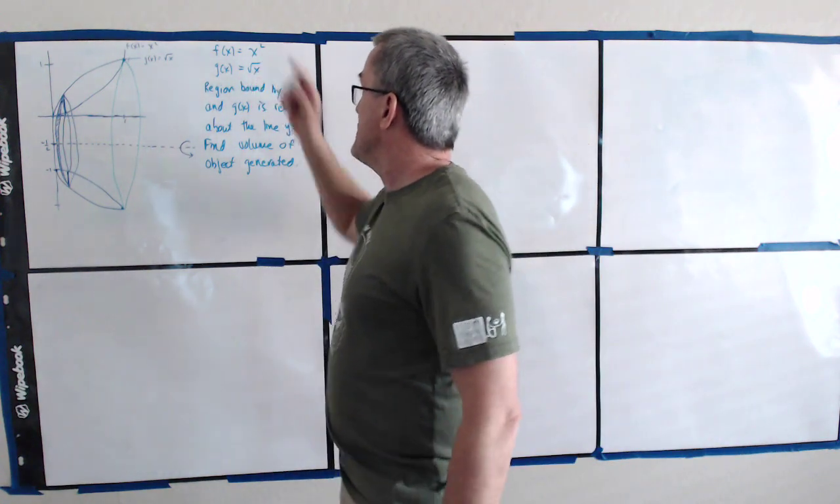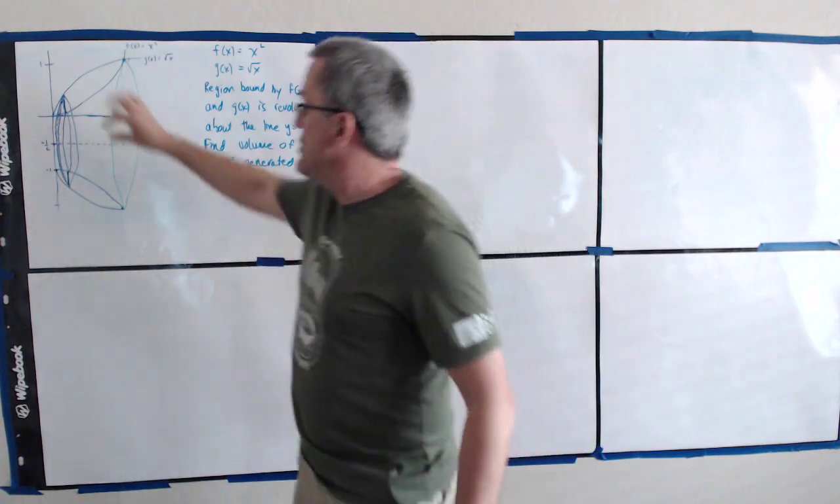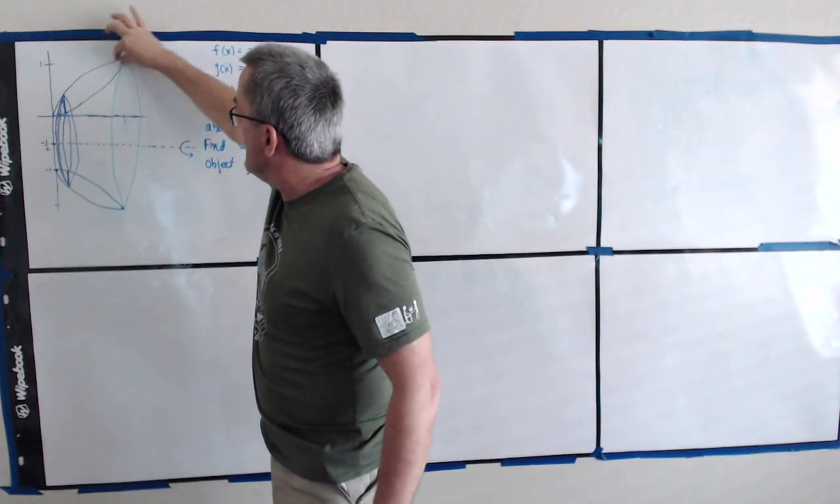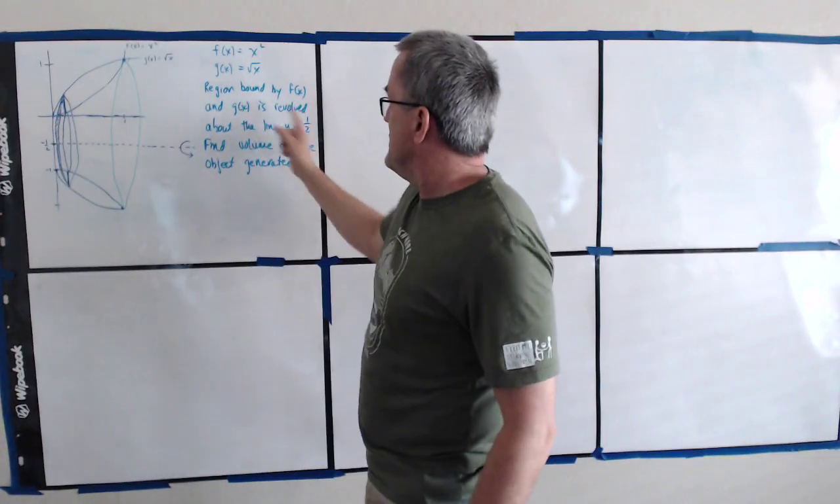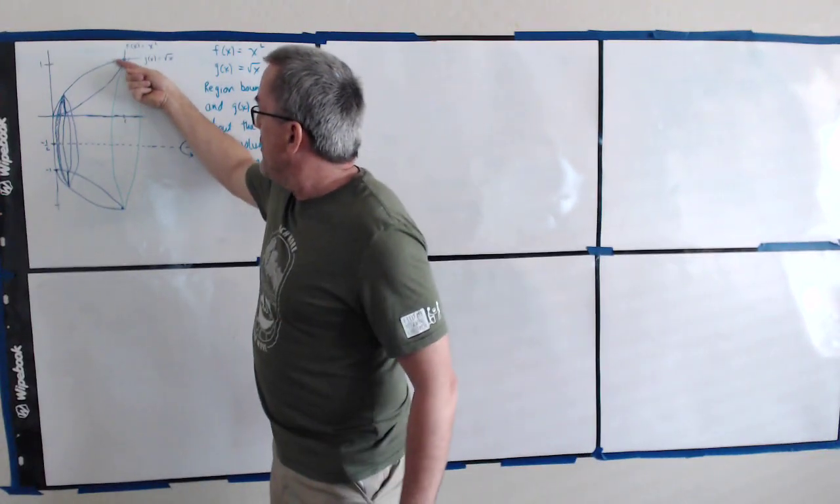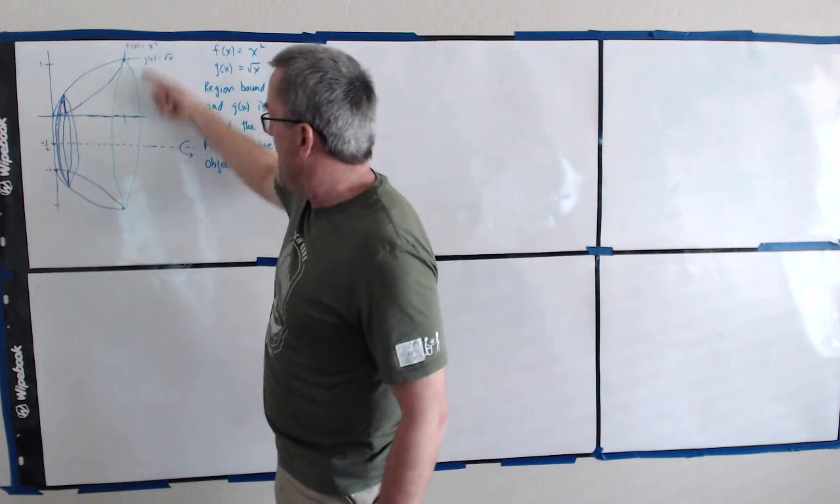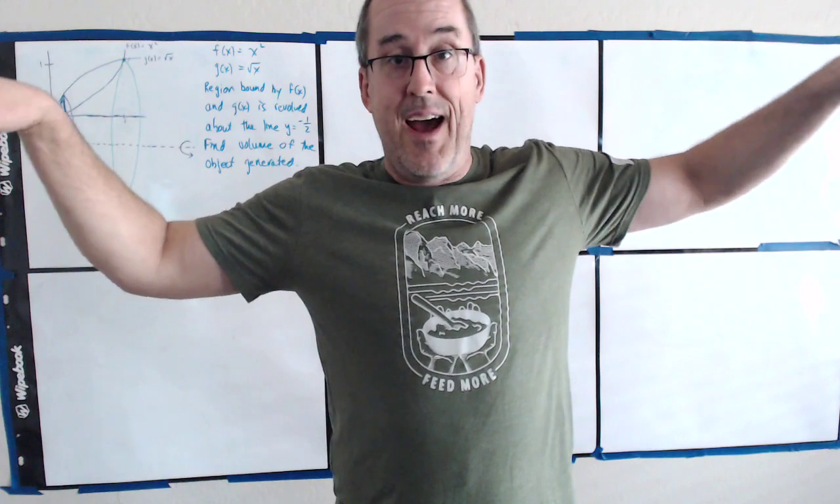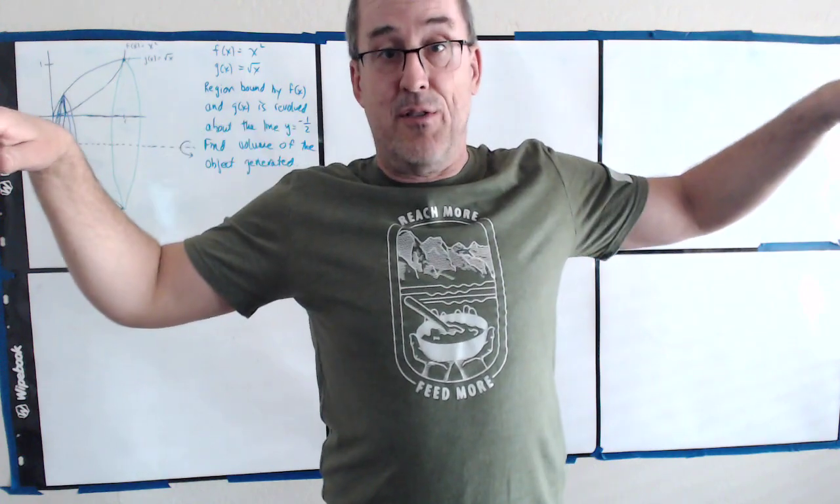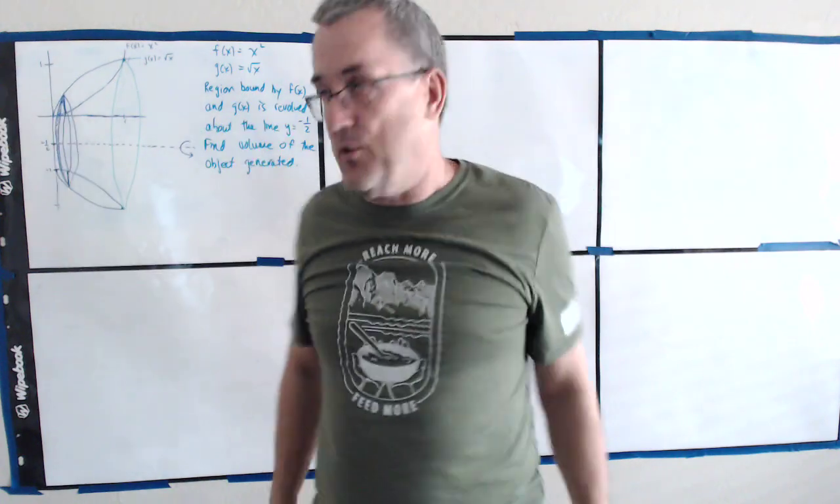We have two functions, x squared and square root of x, and those two functions do have a bounded region right in here. We're going to take that bounded region, the region bounded by f of x and g of x, and we're going to revolve it around the line y equals -1/2. What that means is the line y equals -1/2 is the axis of revolution. It's the center of the revolution.